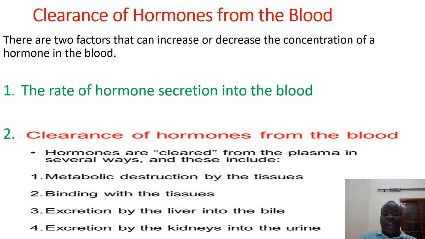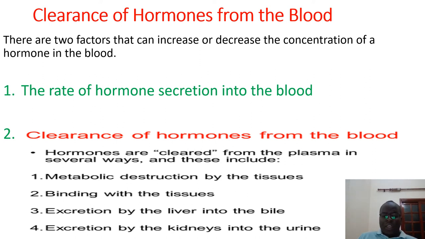Then we have binding with the tissue. Some of the hormones that bind with the tissue can be internalized. So you have endocytosis of those hormone receptor complexes. Then they will fuse with the lysosomes, and then they'll be destroyed by the lysosomes. So they are binding with the tissue, and then they'll be destroyed together with the receptors sometimes. Then the byproducts coming from there will be recycled for the production of new receptors and so on by the cell itself.